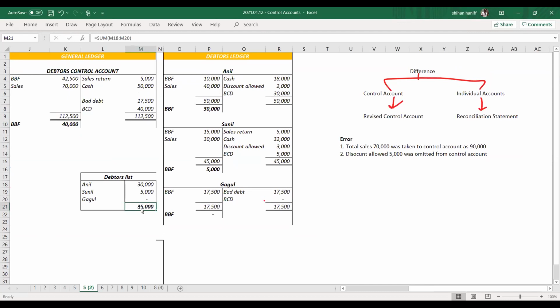So where do you adjust this? In the control account, you have to credit discount allowed 5,000. So if you credit 5,000 into the control account, then the control account balance will be 35,000. That's how you correct if there is an error in the control account.